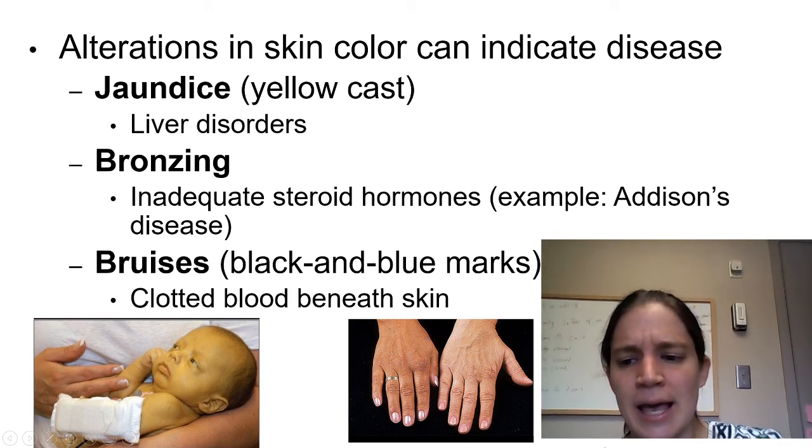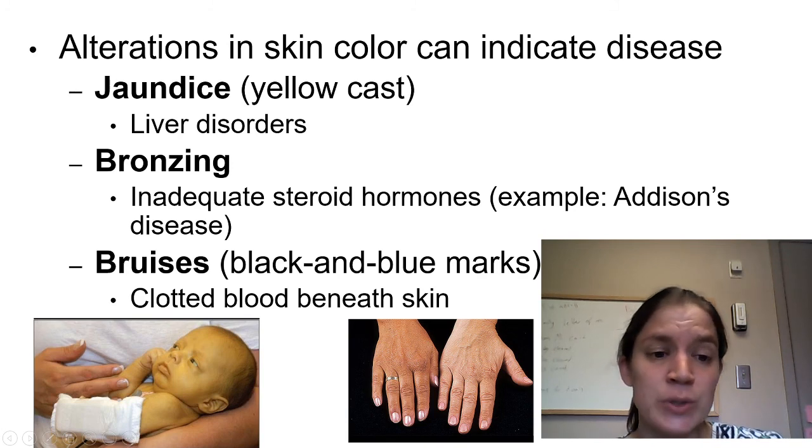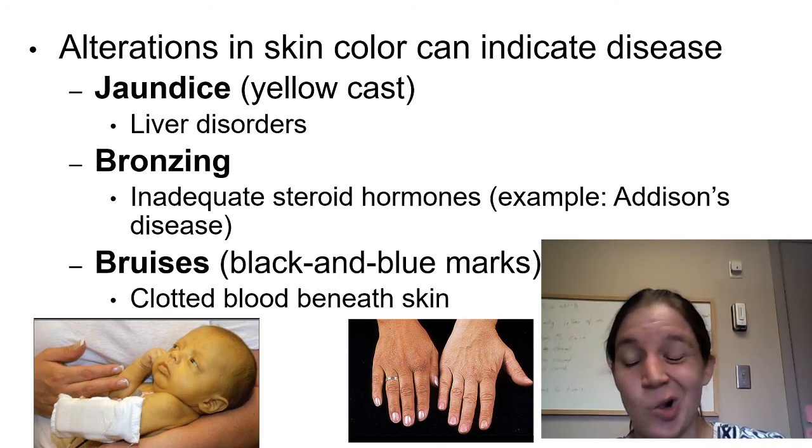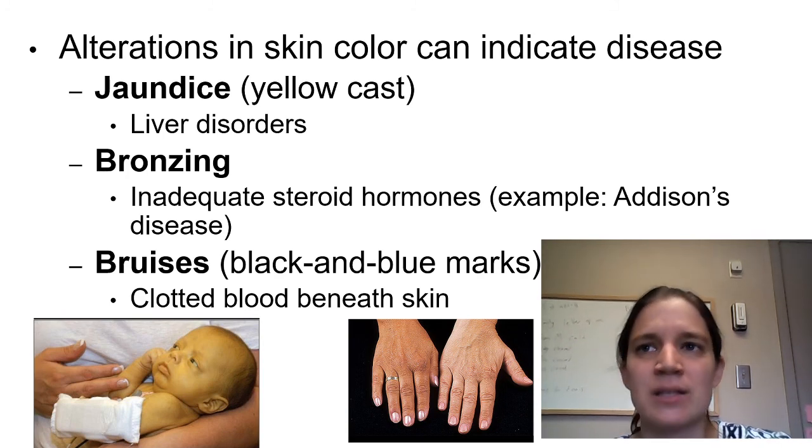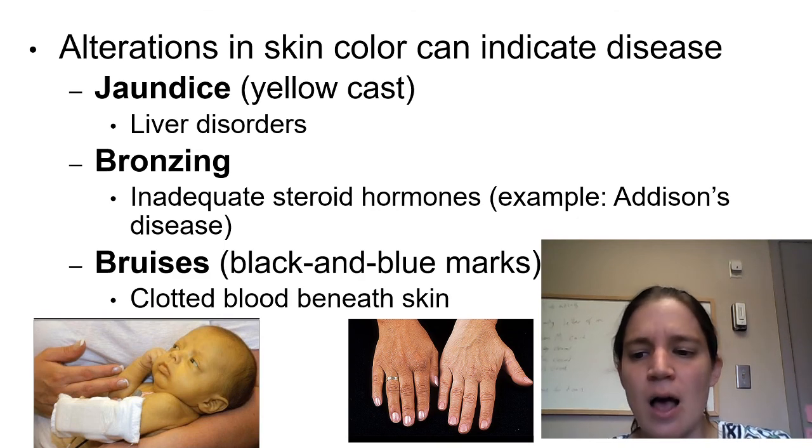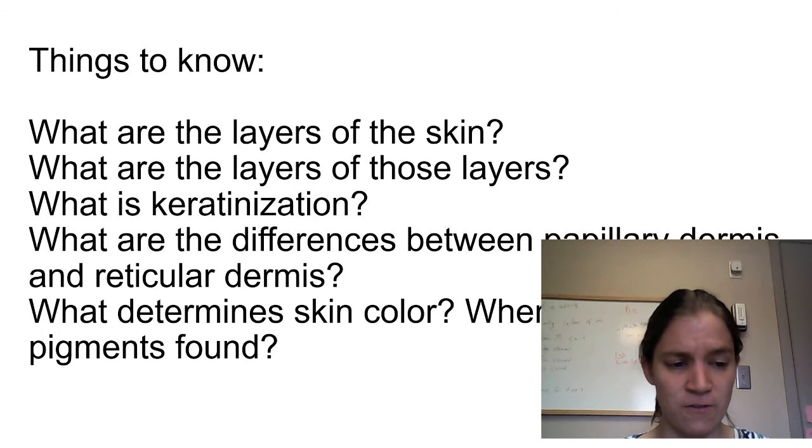Also, skin can be discolored because of bruises. So this is just like clotted blood beneath the skin, and they can come in different colors. You might have noticed sometimes they're blackish, sometimes they're yellowish, depends on exactly what's going on, but that's again showing through the skin. So that's what we have for today.